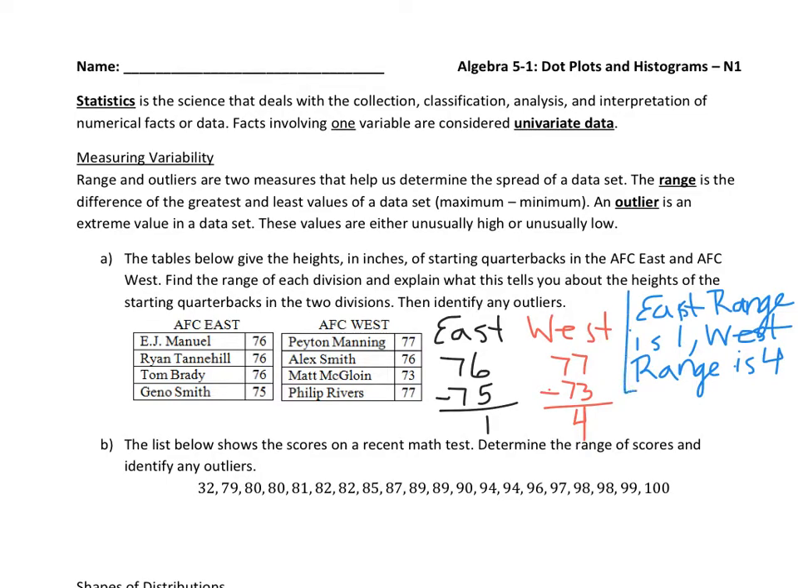Okay, that's the first part. Then it wants us to identify any outliers. Well, the data is pretty close together here. We've got in the East, 76, 76, 76, and 75. Those are all really close. And then in the West, 77, 76, 73, and 77. Again, really close. So there are no outliers. So I'll write no outliers.